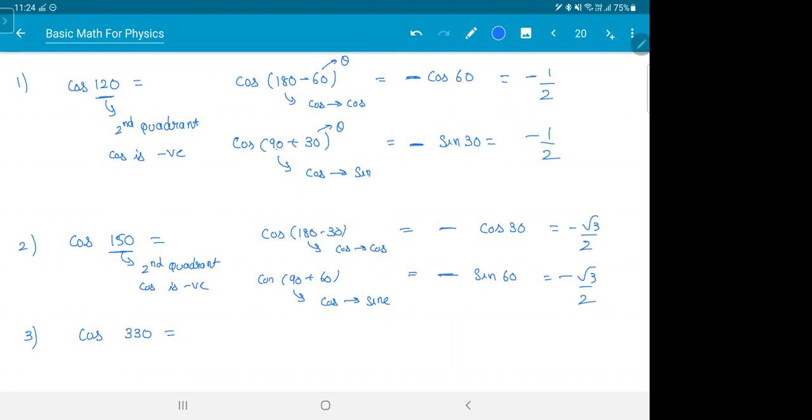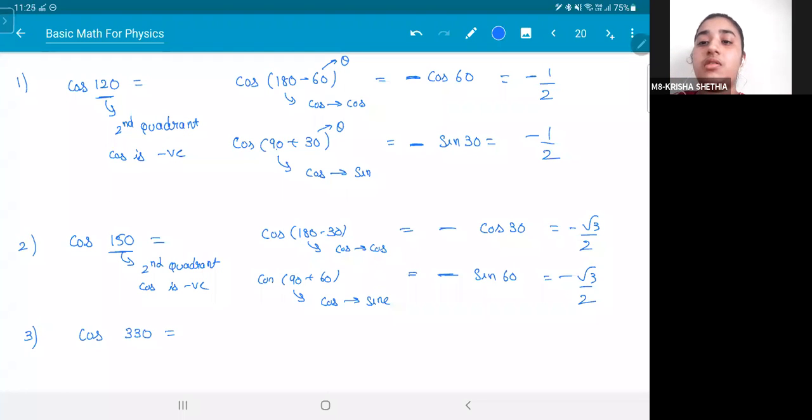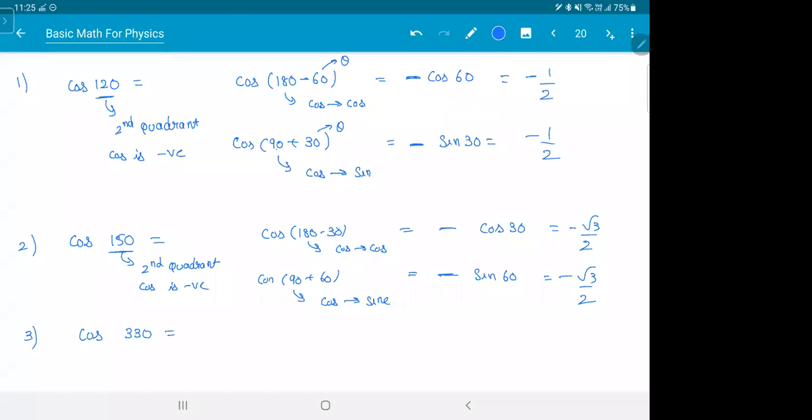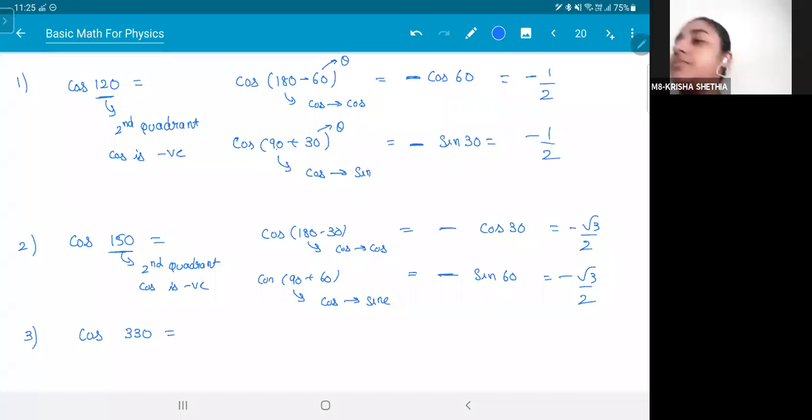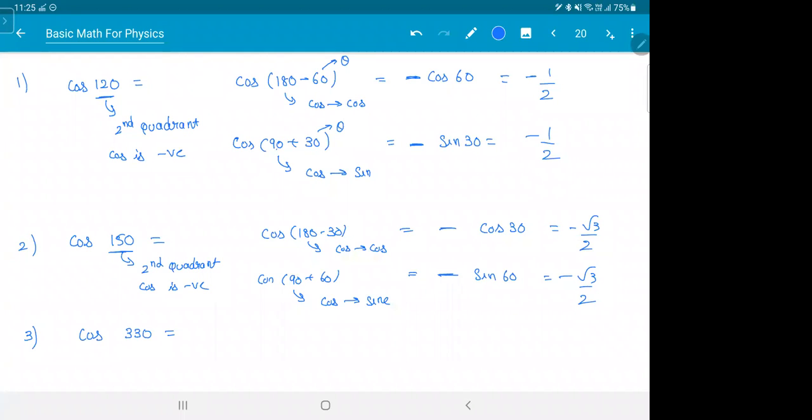Cos 330. Sir, I have a doubt. Like you said, for the obtuse angle, the one from which we subtract should always be an acute angle. Yeah, the theta should be an acute angle. Because if it is an obtuse angle, again you have to use the formula. What is the point then? Everyone should give it a try. It's okay if you don't get it, but I want you to try.